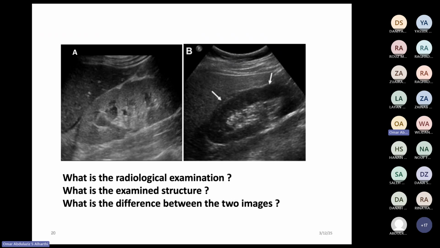Okay. So what is this exam? What is this study? Ultrasound. So what are we looking at here? Kidneys. Okay. Which one is normal? Which one is abnormal? Or are both normal or both abnormal? A normal and B abnormal. So A is normal and B is abnormal? Is that what you said?